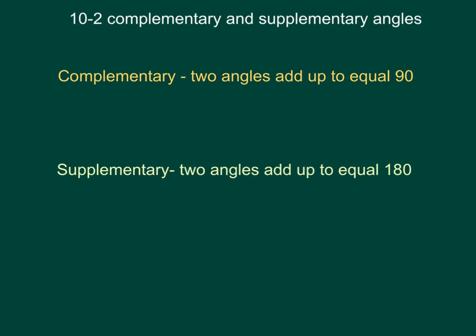Lesson 10-2, Complementary and Supplementary Angles. Complementary angles are two angles that add up to equal 90 degrees. Supplementary angles are two angles that add up to equal 180 degrees.